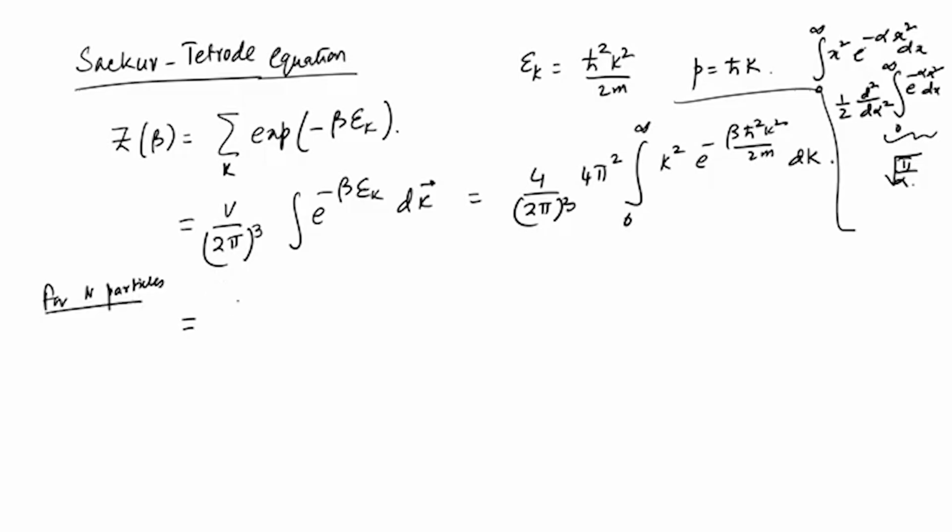now there is a correction factor that Sackur and Tetrode introduced, which gives V to the power N, and this N factorial, and then 2 pi m k T divided by h squared, whole to the power 3N by 2.